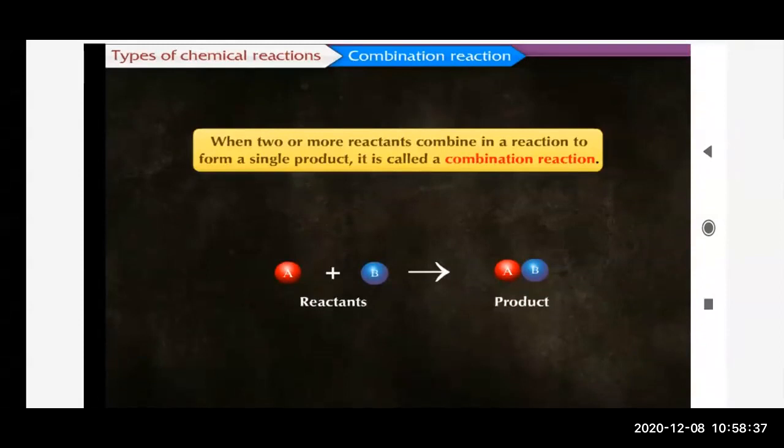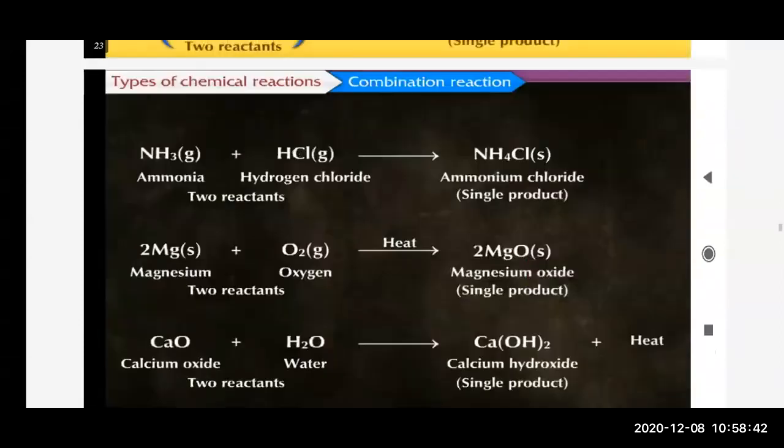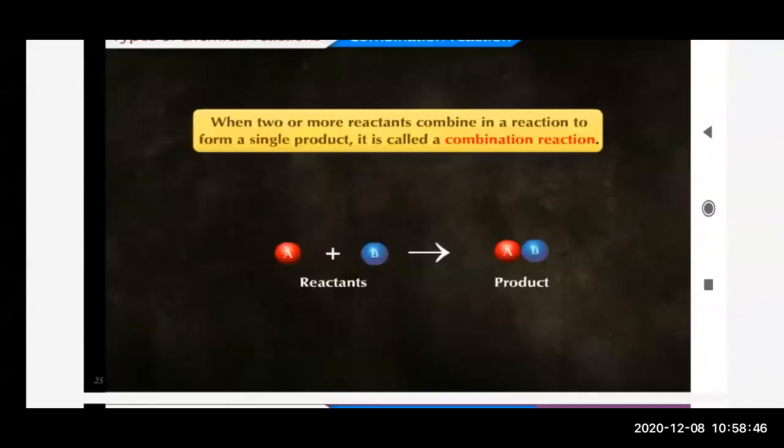We have seen 3 examples of that. So the same 3 examples you can write down. So study the definition, that when 2 or more reactants combine in a reaction to form a single product, it is called a combination reaction. And whatever the 3 activities are there, you can go through that. Those will be the examples of combination reaction, right? So here we have completed our first type, that is combination reaction. So I hope all students have understood the first type.